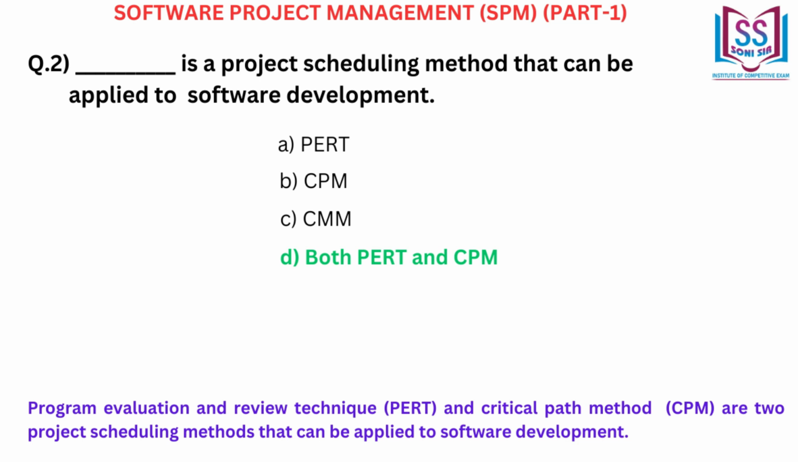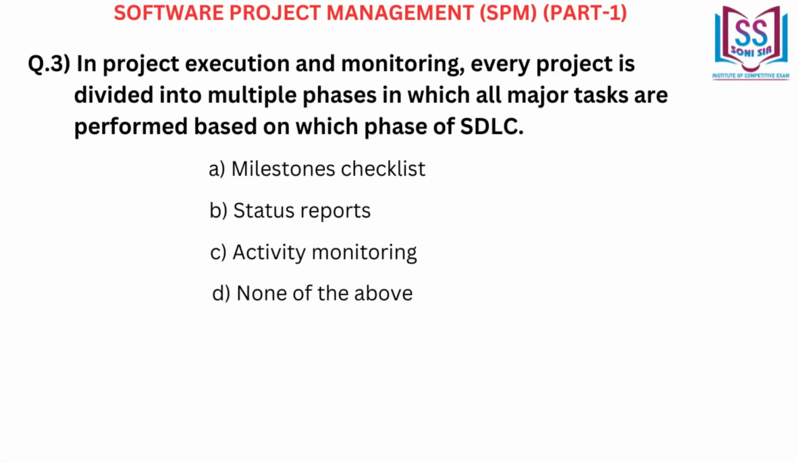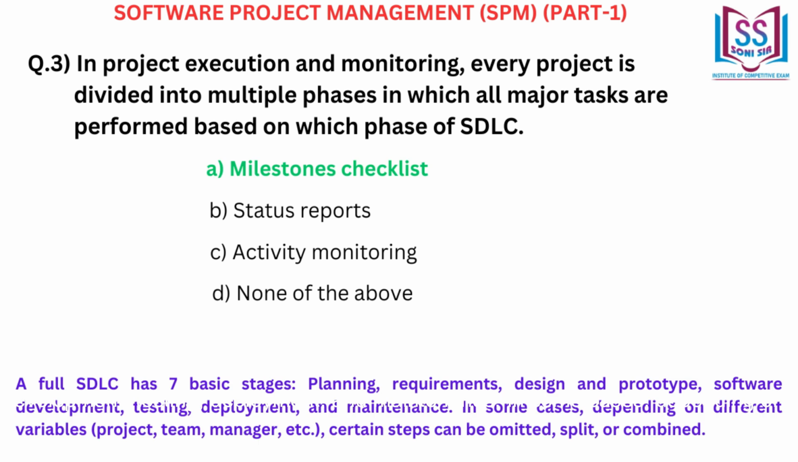to software development. In project execution and monitoring, every project is divided into multiple phases in which all major tasks are performed based on which phase of SDLC. A. Milestones checklist. B. Status reports. C. Activity monitoring. D. None of the above. Correct answer A. Milestones checklist.